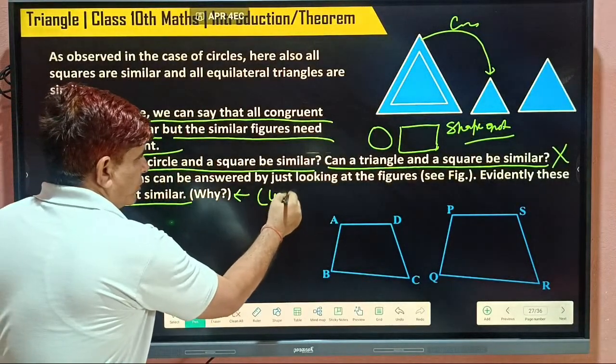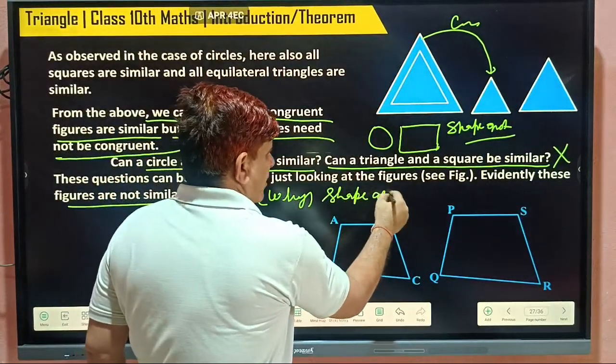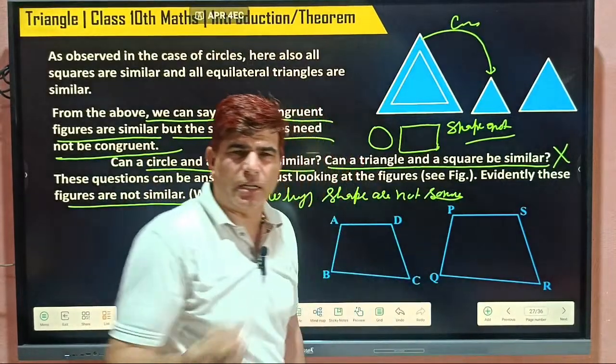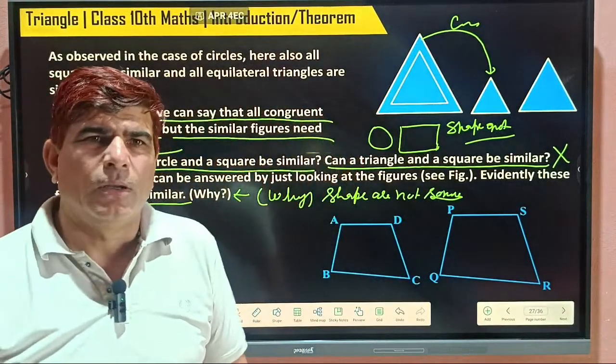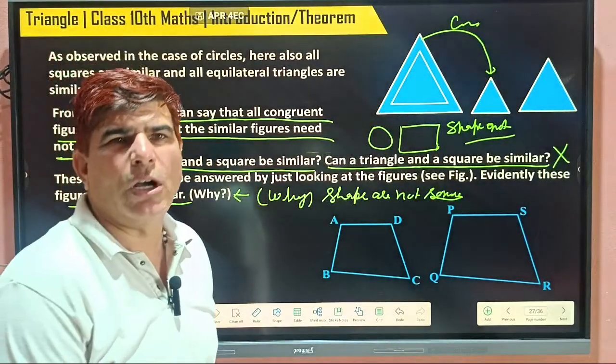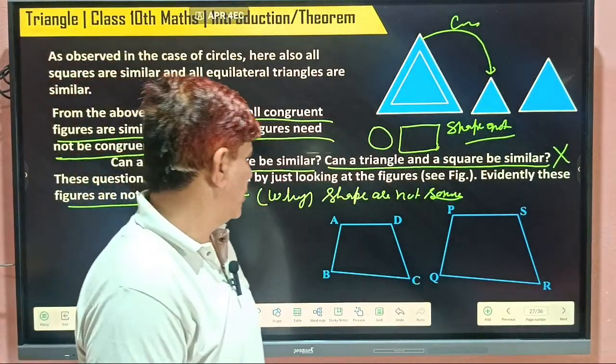Written why? So why can you say the shapes are not the same? Meaning one is a circle, one is a square. And in the second one, one is a triangle, one is a square. So how can we say the shape is the same? If the shape is not the same, then how can we say these are similar?